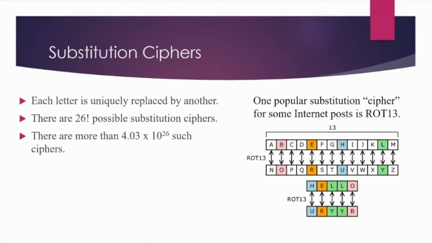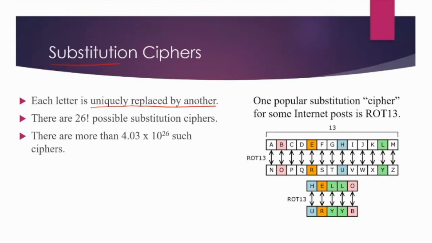To the second category of symmetric ciphers, which is substitution ciphers. In this category, each letter is uniquely replaced by another letter, and that is why it is called substitution. You have to substitute a letter with something else, with some other letter. Please remember, you have to substitute a letter with another letter. This is the substitution cipher.